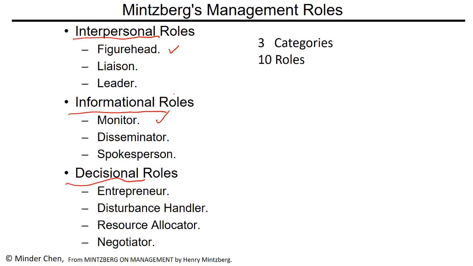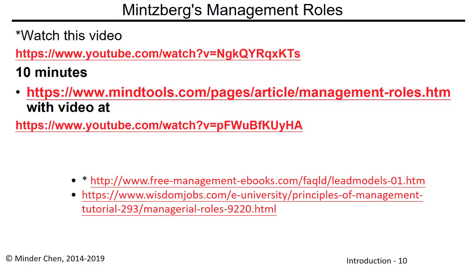Under the decisional roles, a manager can play the role of an entrepreneur, a disturbance handler, who handles any exceptional situations, a resource allocator, who allocates resources to different organizational units or individuals, and a negotiator, negotiating within the organization and with entities outside the organization.